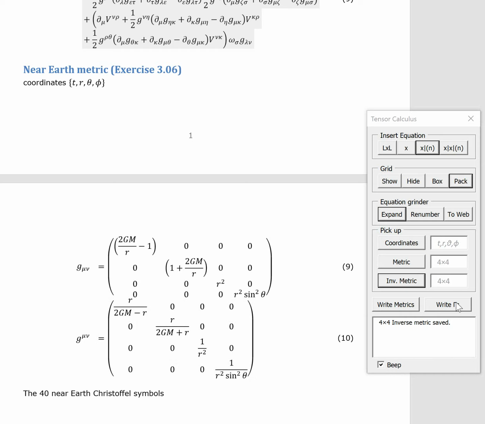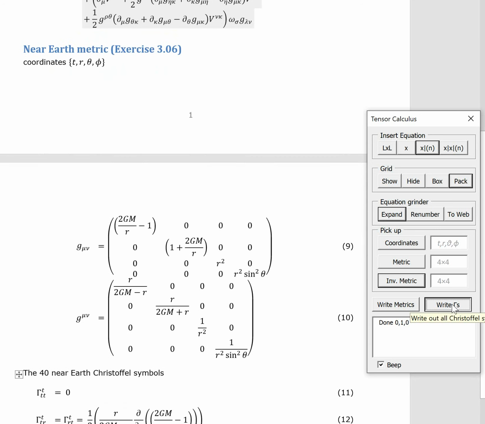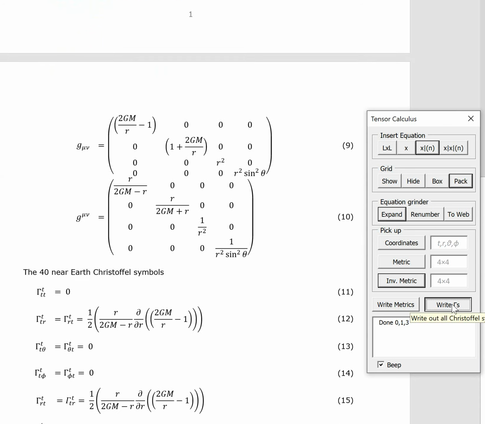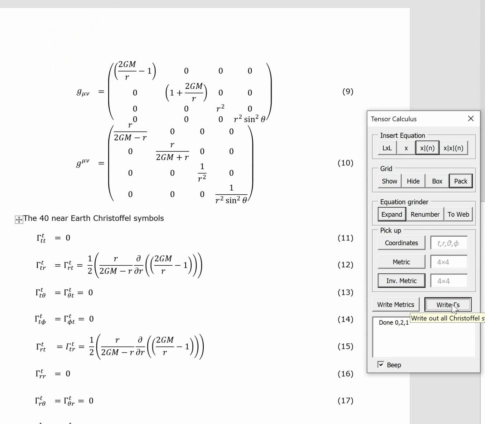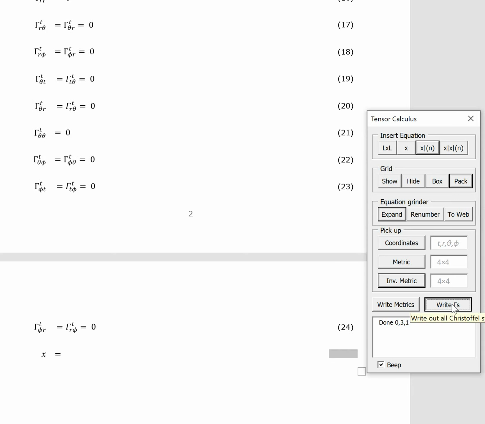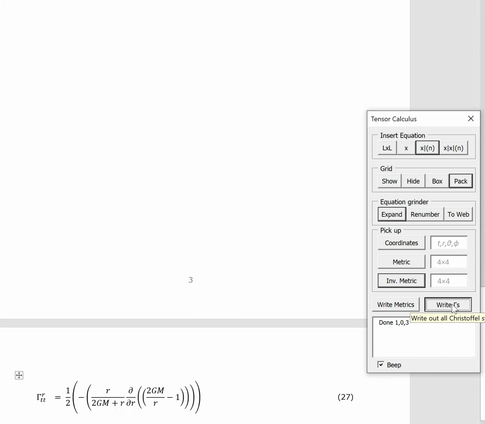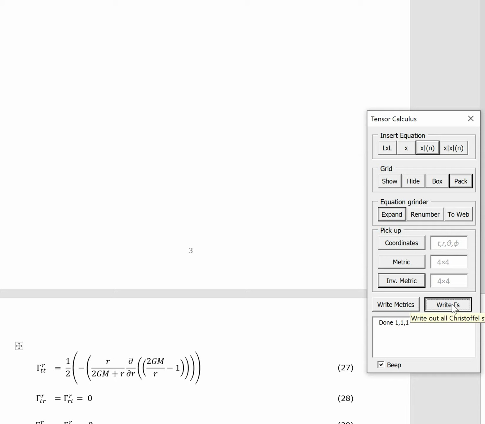Where are we? Right, gammas. There's the Christoffel symbols. Here we go. That's the first one. Well, as I told you, there were 64 of these. It's going to work out. Some of them are the same. Okay, there's all the T ones. So that's the time coordinates done.